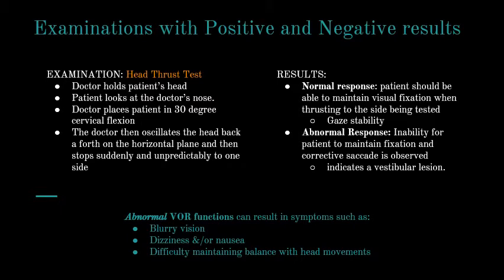Results: a normal response would be that the patient should be able to maintain visual fixation, looking at the doctor's nose, when thrusting to the side being tested, and that's known as gaze stability. An abnormal response is an inability for the patient to maintain fixation and a corrective saccade is observed. And this would indicate a vestibular lesion. Abnormal VOR function can result in symptoms such as blurry vision, dizziness and/or nausea, and difficulty maintaining balance with head movements.